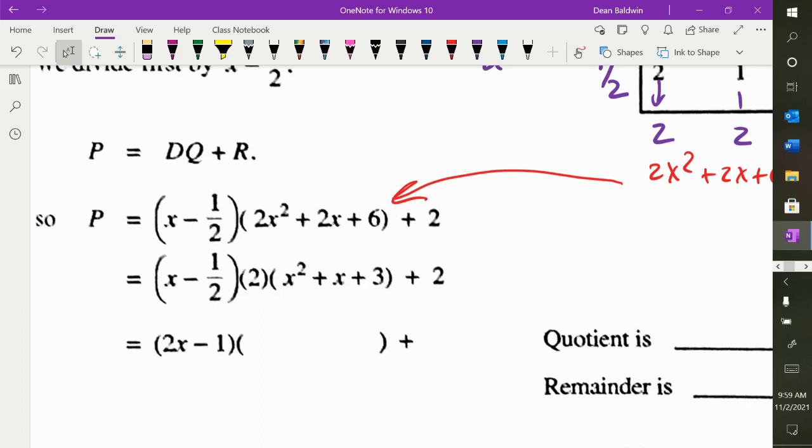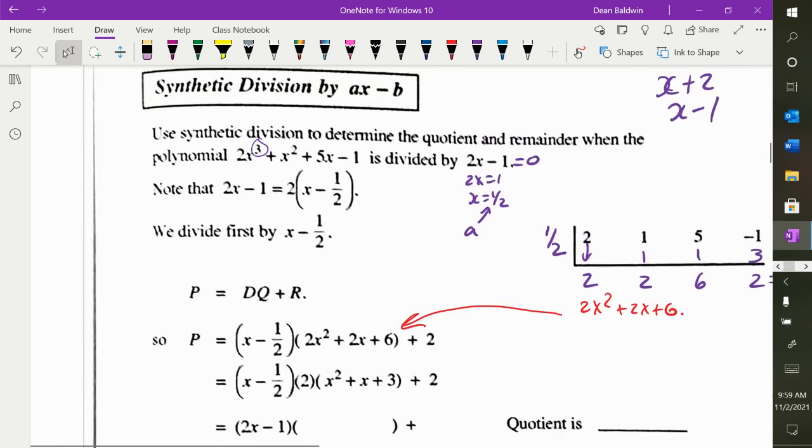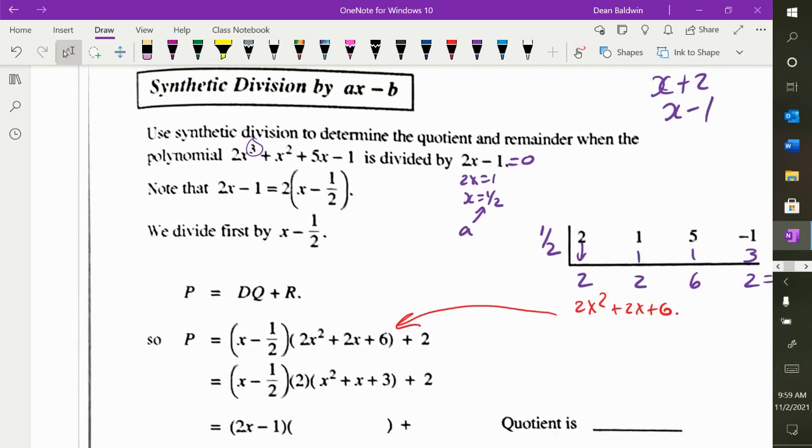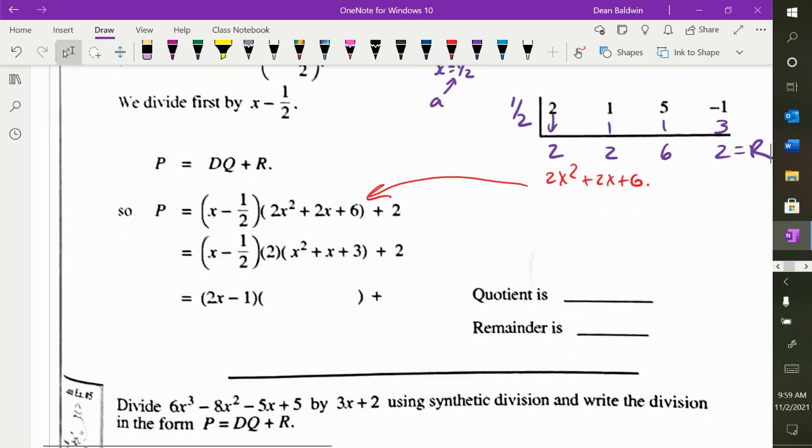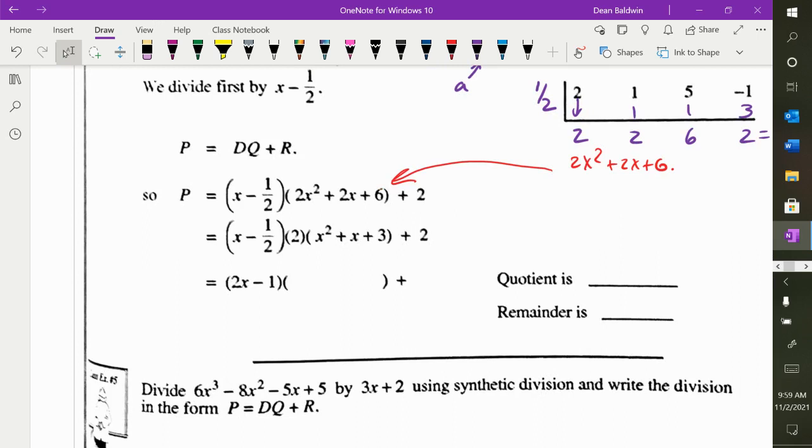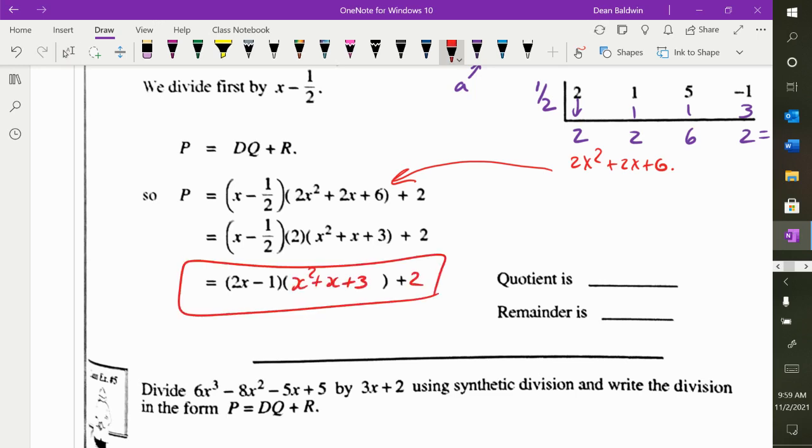Okay? What can I do with that 2? Multiply it in there. Okay? What's 2 times x? 2x. 2 times 1/2 is? 1. What is this? That's the original that you were dividing by. Okay? So when you're doing it with one of these where it's a fractional a value, once you get your coefficient, you will be able to factor out something that then multiplies into this and creates back the original divisor. Okay? And then you just finish it off by writing it as x squared plus x plus 3, tack on the remainder, and you're done.